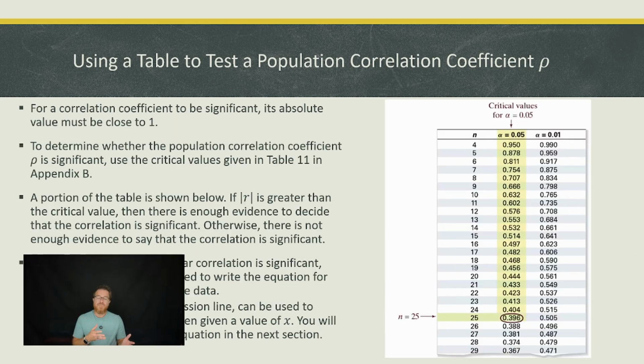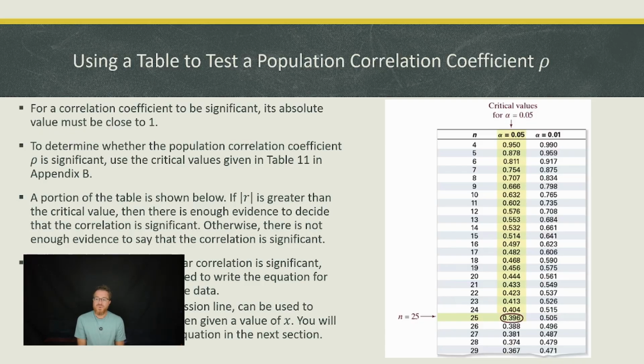Looking at this slide, you can see that we have this table. This is called the Pearson correlation coefficient table. For a correlation coefficient to be significant, its absolute value must be close to 1. So to determine whether the population correlation coefficient rho is significant, we're going to use the critical values from this table. A portion of the table is here on this slide. You take the absolute value, that's what the bars around r mean. If this is greater than the critical value that you see on the table, then you are statistically significant, and you can infer that you can use this as an estimate for your population.